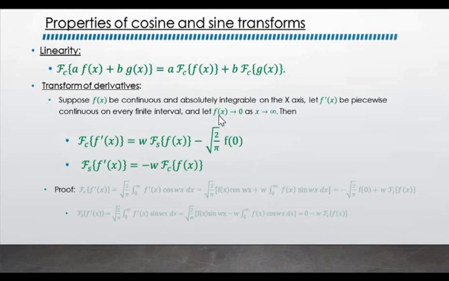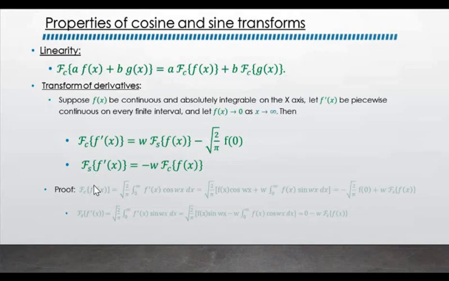As the notation says, f of infinity is taken as 0 here. So when you put the upper limit infinity, the first term will be 0, and when you put 0 as the limit, cos 0 is 1 and f of 0 will remain. So root of 2 by pi into f of 0 with a minus sign, because 0 is the lower limit. So minus root of 2 by pi into f of 0 plus omega into root of 2 by pi integral 0 to infinity f of x sine omega x dx, which is nothing but the Fourier sine transform of f of x. That's how you get this formula.